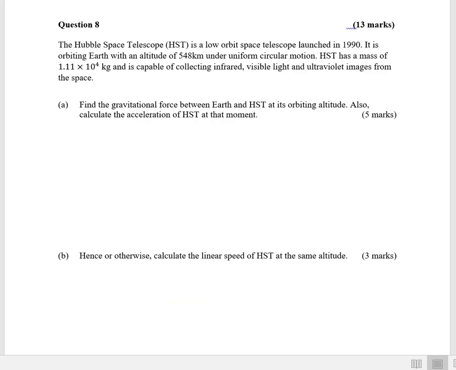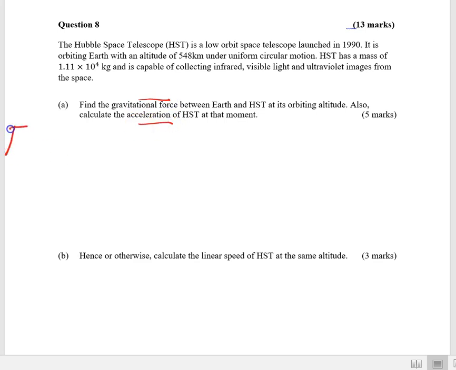Question 8 is where you have a long section or long response. Question 8 states that the Hubble Space Telescope, HST, is a low-orbit space telescope launched in 1990. It is orbiting Earth at an altitude of 548 km under uniform circular motion. HST has a mass of 1.11 × 10^4 kg, capable of collecting infrared, visible light, and ultraviolet images from space. Find the gravitational force between Earth and HST at its orbiting altitude. Also calculate the acceleration of HST at that moment. So two things: first find the force, then find the acceleration.